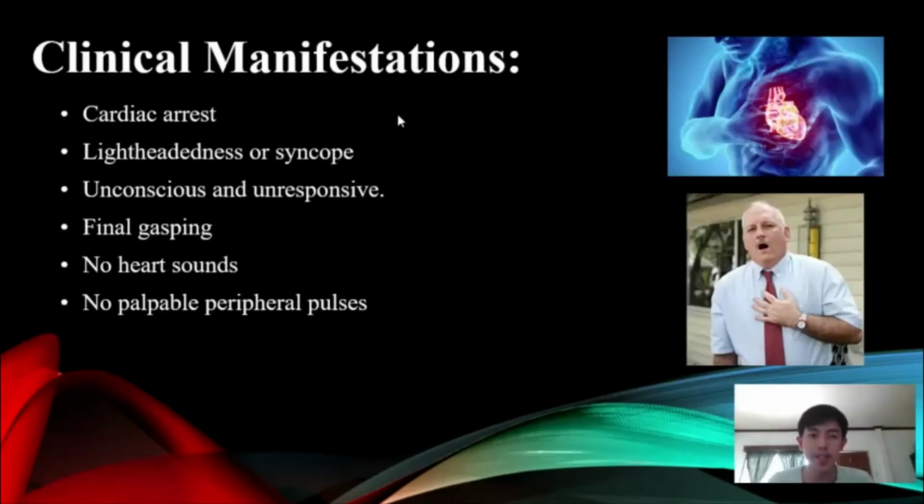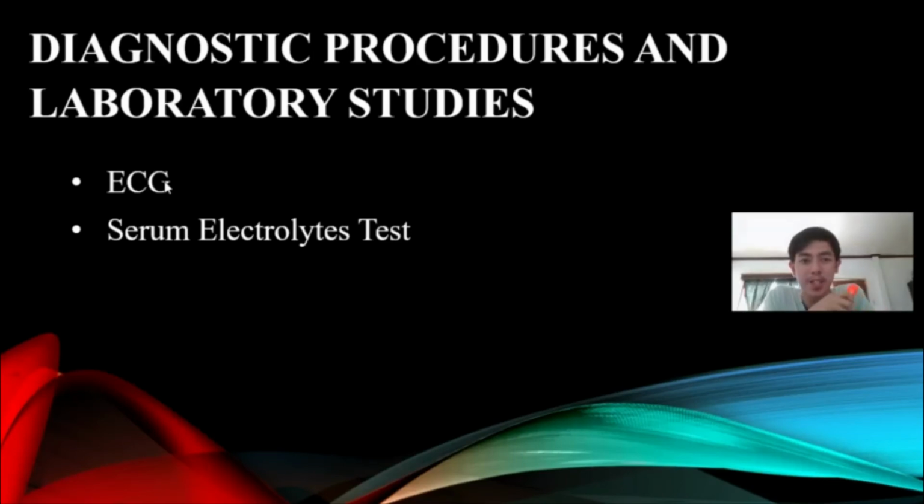Its clinical manifestations include cardiac arrest, lightheadedness or syncope, unconsciousness and unresponsiveness, final gasping, no heart sounds, and no palpable peripheral pulses. Diagnostic procedures and laboratory studies for ventricular asystole include electrocardiogram to check for the flatlining of the ECG waves of the patient. Serum electrolytes test is done to check for electrolyte imbalances being the causative factors of this.